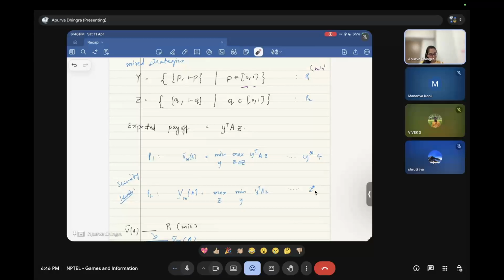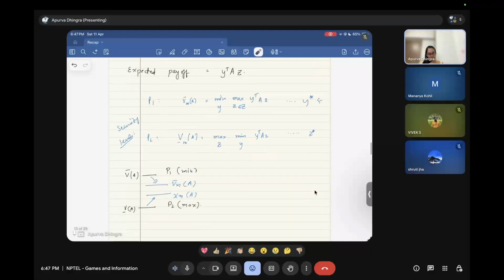So if we are talking about the security level for player 1, we would be looking at y star such that we take the maxima of this with respect to the strategy of the other player, player 2, and then from all of them, whichever y star gives the minimum value, that's our security level, our V bar of A. Similarly, we can define the security level and security strategy for player 2 in the opposite way, first taking the minimum with respect to y and maximizing with respect to z of the expected utility.